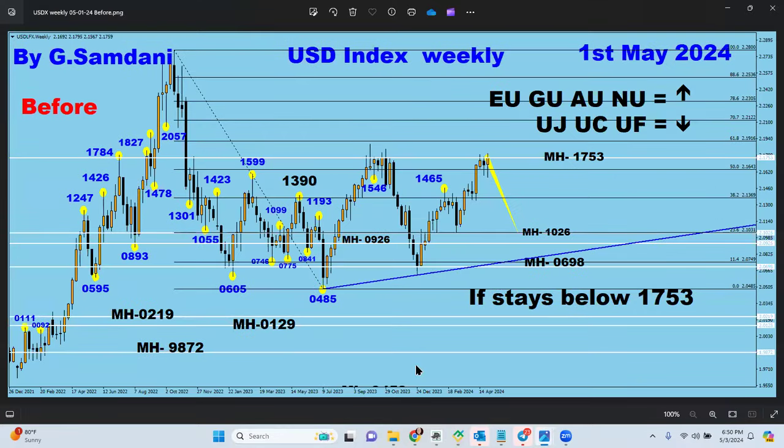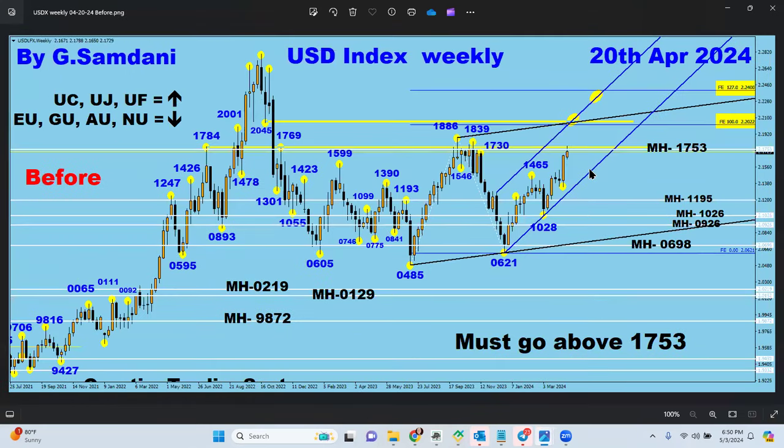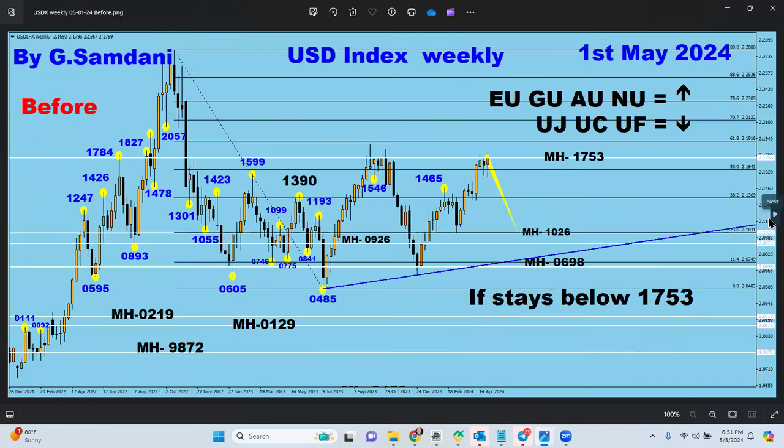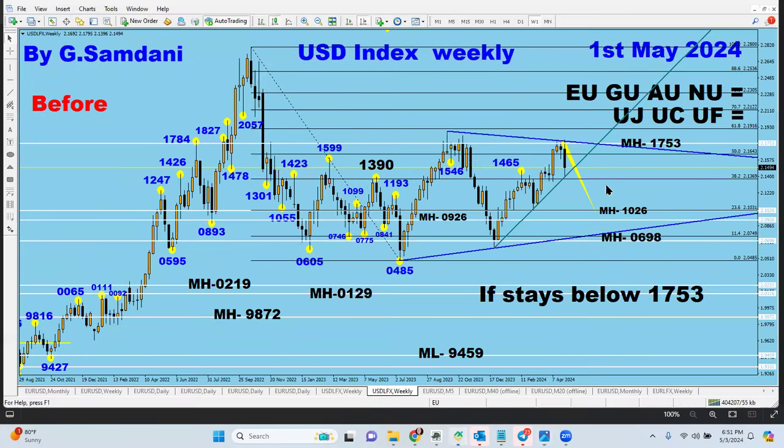So I made a video yesterday before NFP, and this is one of my charts. I had two scenarios, right? Upside and downside. The borderline is 1753. I said that if we get some good news for USD, from FOMC or NFP, it is going to go to the upside. And if bad news, then it will stay below 1753 and go to the downside. So this is exactly what happened.